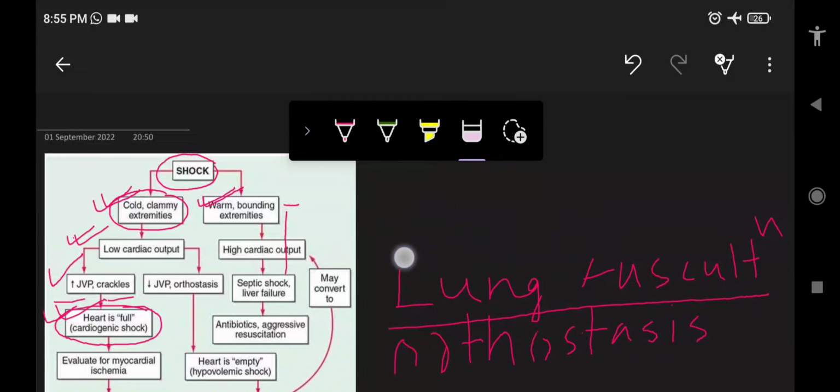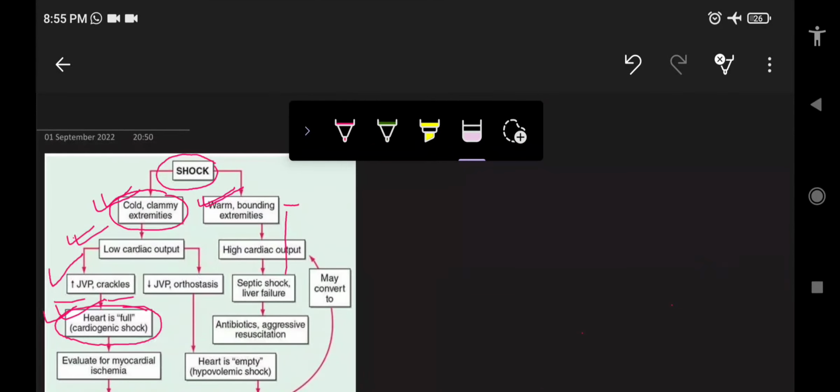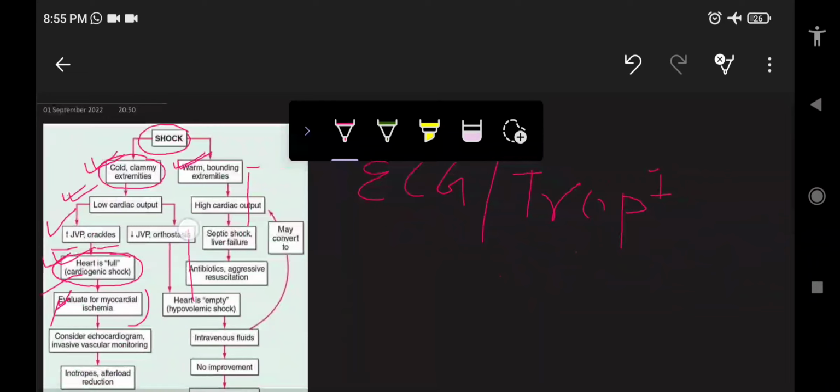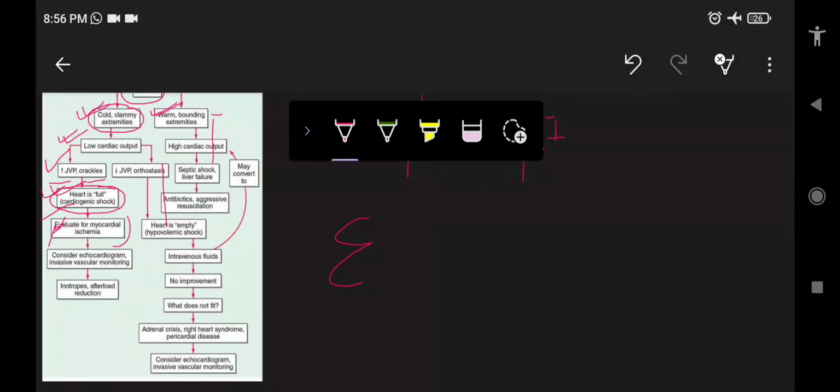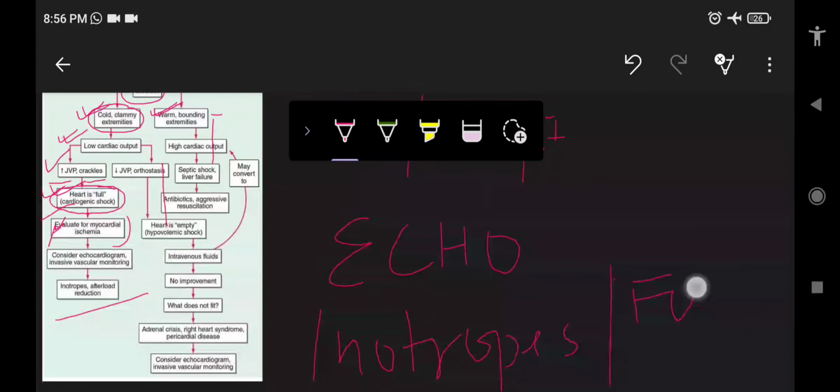So now what we'll do, we'll evaluate the patient for MI, because this is the most common cause of cardiogenic shock. So we'll do an ECG and evaluate the patient for myocardial infarction. We'll do an ECG and we'll do troponin I. What we can also do is we can consider an echo, and for treatment we can give inotropes like dopamine, and we can do afterload reduction, like we can give furosemide, or we can give IV nitroglycerin.